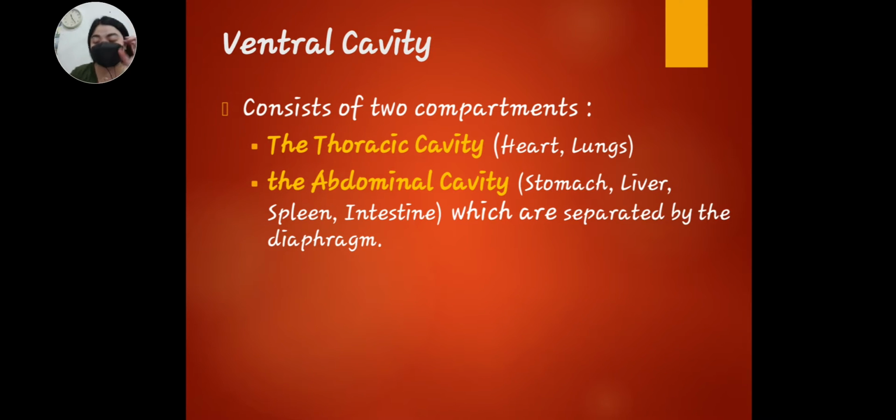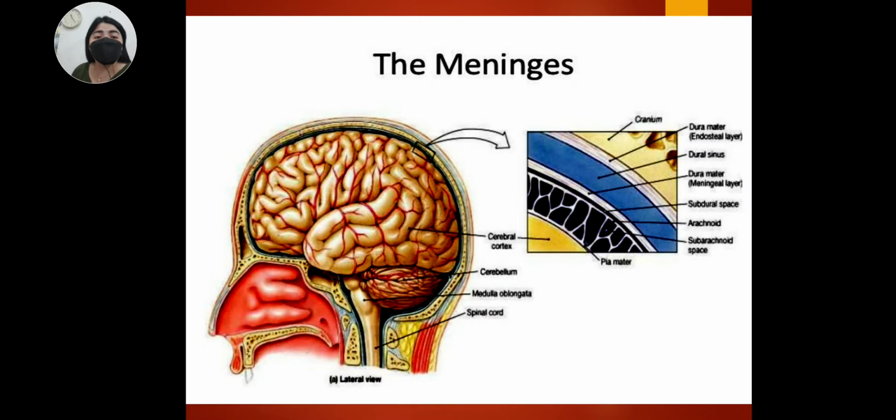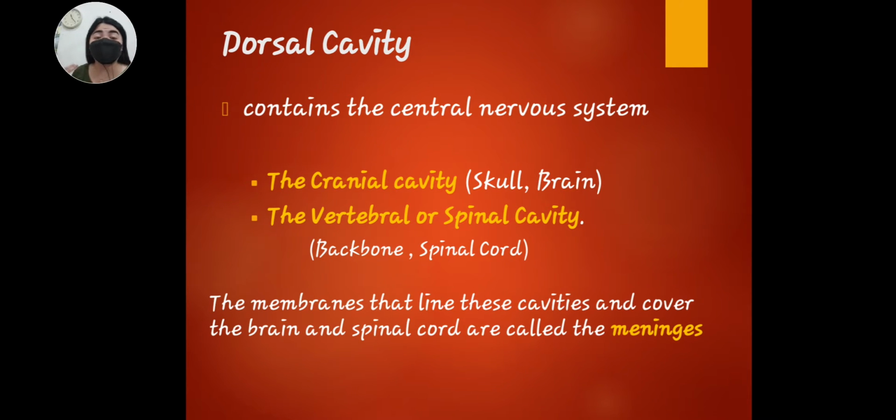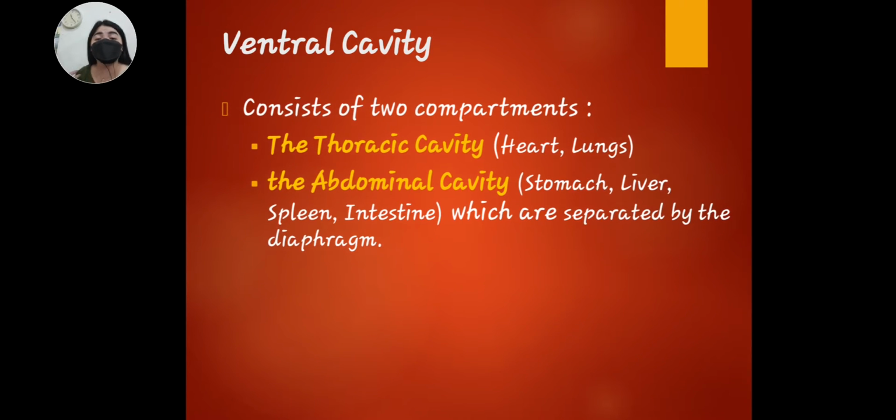So how can you differentiate between ventral and dorsal? Dorsal is the cavity in the back, and ventral is the cavity in the front. Each consists of two compartments or divisions. For the dorsal, we have the cranial cavity and the vertebral spinal cavity. For the ventral, we have the thoracic and abdominal cavity. Always remember that the two cavities have subdivisions or compartments. Let's proceed to the pelvic cavity.